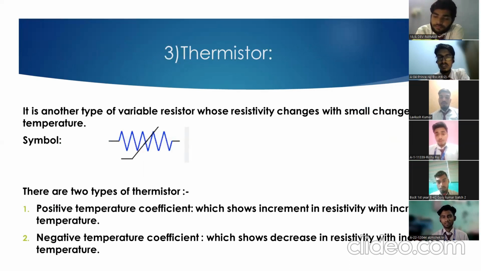So the next topic is thermistor. The thermistor is another type of variable resistor whose resistivity changes with a small change in temperature. This is the symbol of thermistor, and there are two types of thermistor.